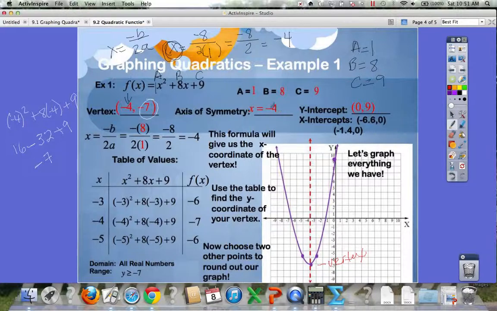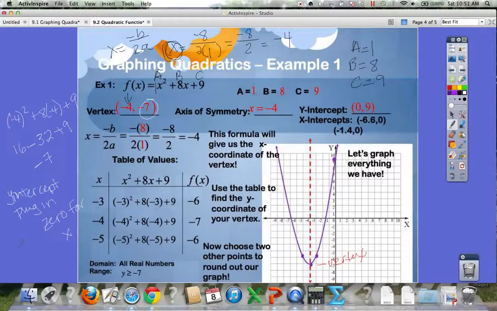Our axis of symmetry, we already found x is equal to negative 4. Alright, so we put that point there. Okay, and then what we can do, let me clear off some of this stuff. Well, it's right over here. We can find our y-intercept very easily. Y-intercept. Let me write that over here. To find the y-intercept, plug in 0 for x.